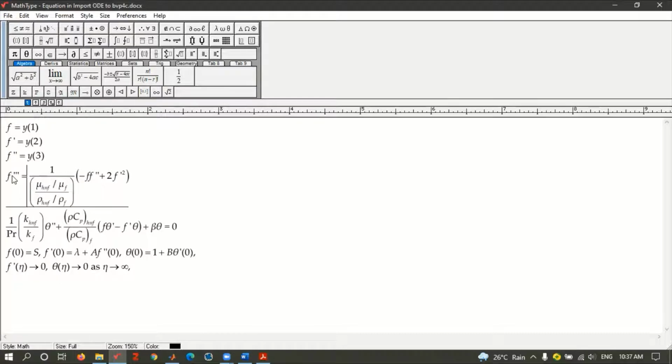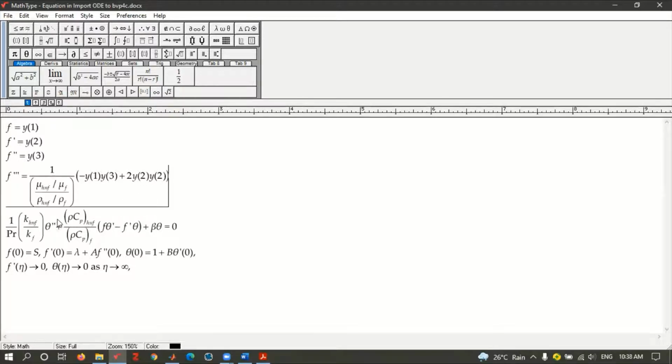So in this f triple prime, we still have the f function. So we need to substitute according to the assumption we have made. So f here should be replaced with y1. F double prime we replace with y3. And f prime we replace with y2, so it is squared; we have y2 multiplied by y2.